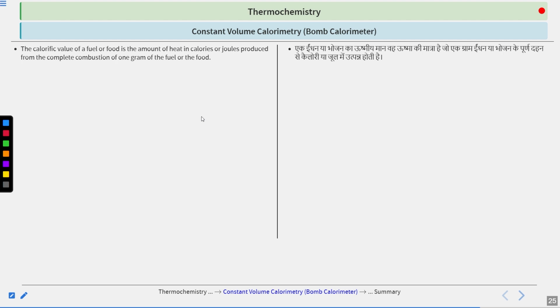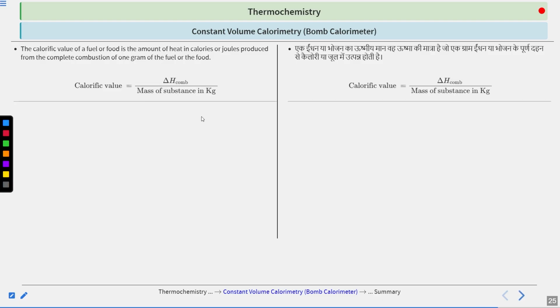Now, what is the calorific value of a fuel? The calorific value of a fuel is the amount of heat, in calories or joules, produced on the combustion of 1 gram of a substance. The heat that is evolved is called the calorific value of a fuel. The greater the calorific value, the more efficient the fuel is. It is given by the amount of heat divided by the mass of the substance. Simple. Clear?